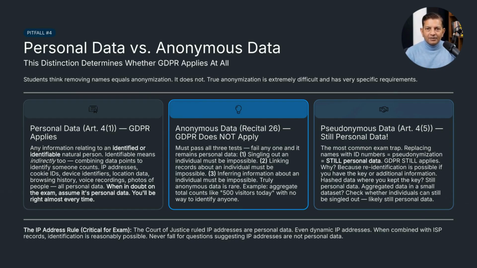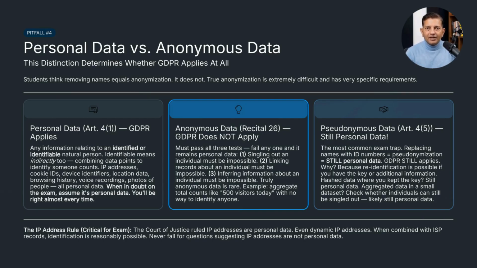And here's the critical part. It must pass 3 tests. First, singling out an individual must be impossible. Second, linking records about an individual must be impossible. And third, inferring information about an individual must be impossible. All 3 must be impossible. If any one of these is possible, it's not anonymous, it's still personal data.